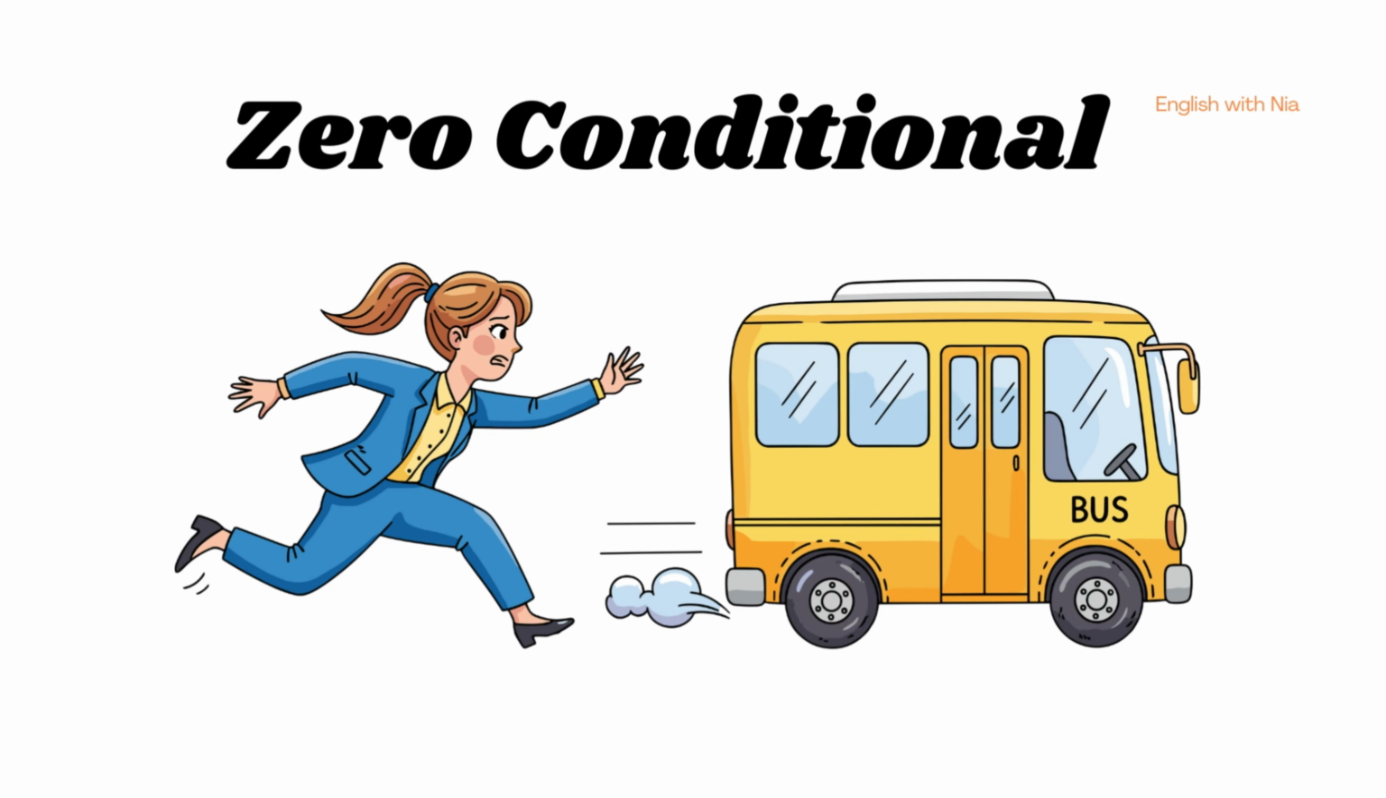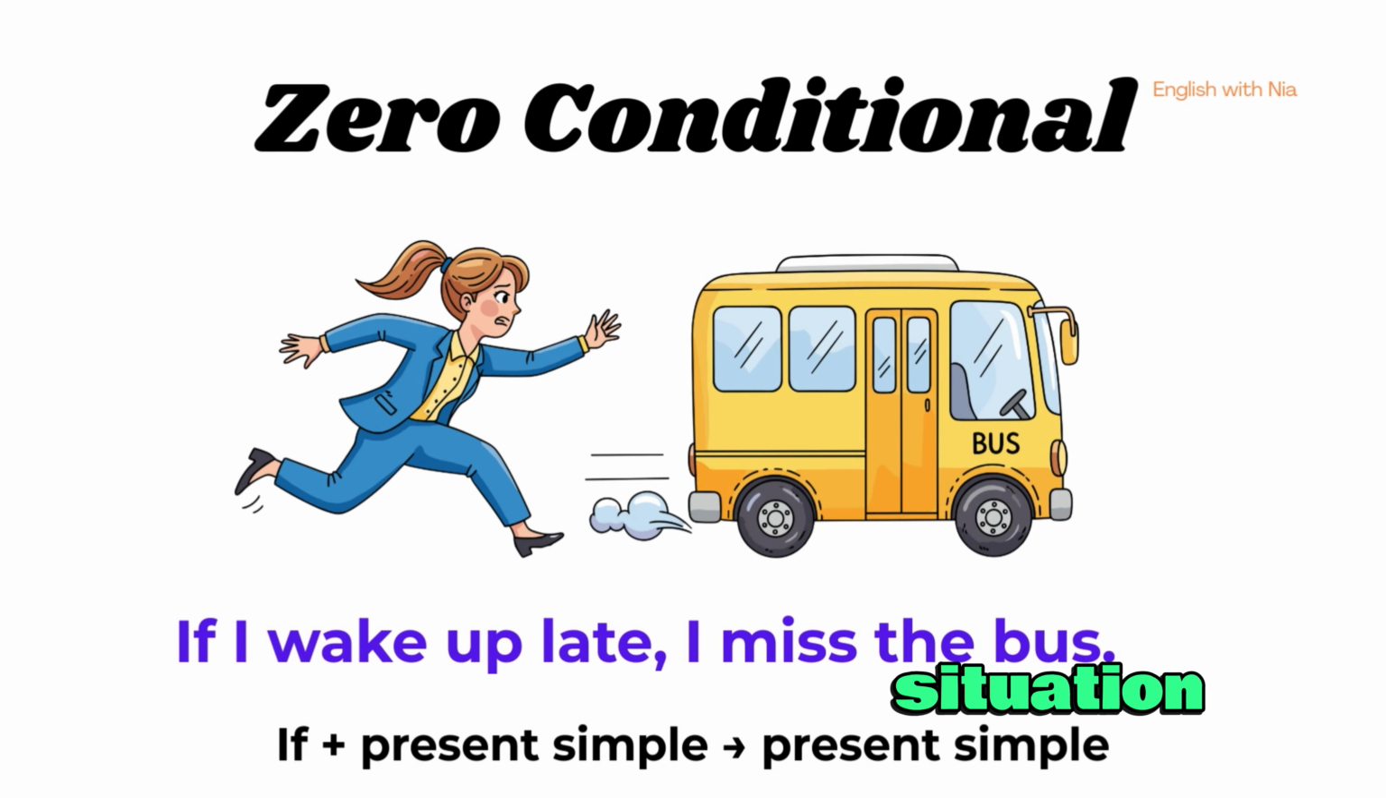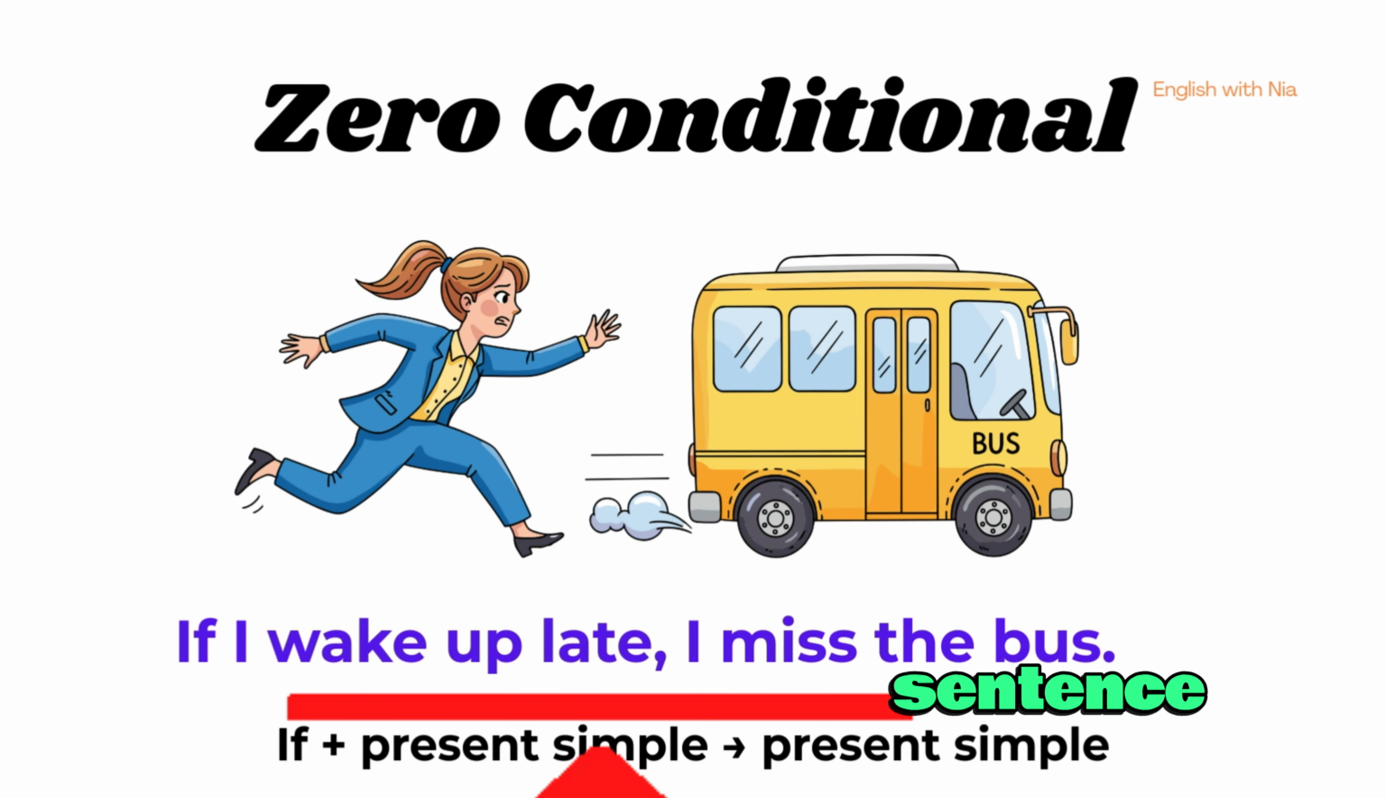Think of a situation where you routinely take a bus that is running on a schedule, but you wake up late. What will be the outcome? Well, you're going to miss the bus. This is a real situation that happens. So the sentence, if I wake up late, I miss the bus, is in the zero conditional, and the verb in the if clause is in the simple present tense. Same as the verb in the main clause, miss is in the simple present tense. So this is an example of a zero conditional sentence.